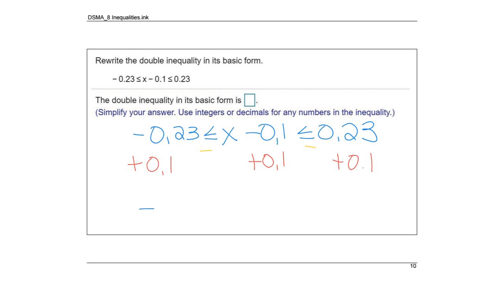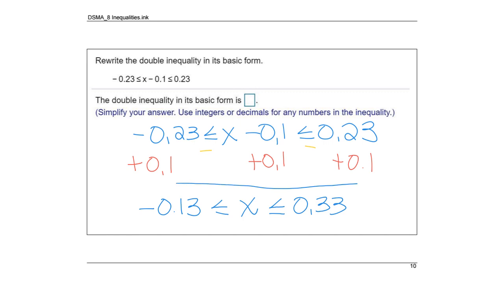So on this side, I would have negative 0.13. If decimals drive you crazy, just pop that right into the calculator. With decimals, we want to line them up, but these are opposite signs, so you have to be really careful. Less than or equal to x, less than or equal to 0.33. This is actually my answer. This is the inequality now in basic form. It's in basic form because I have x all by itself in the middle of the double inequality.